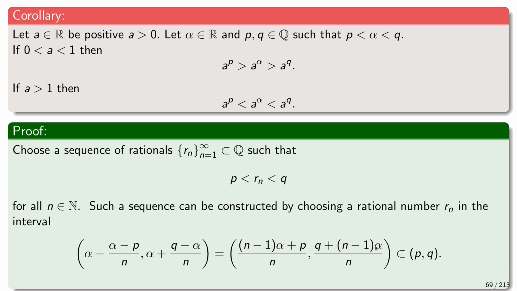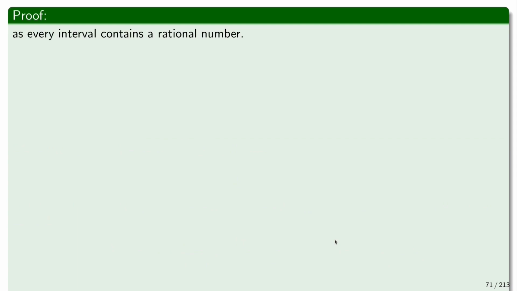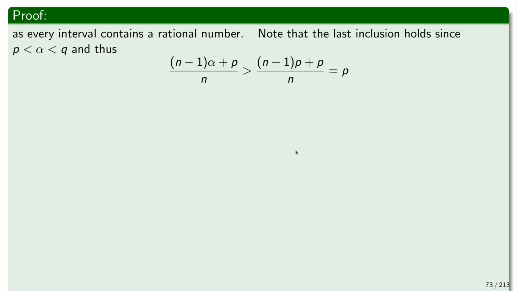And so the next step would be to know that since alpha is actually bigger than p, then, let's just see it. So since alpha is bigger than p, then this is going to be bigger than p, and since alpha is smaller than q, then what we have here is going to be smaller than q. Okay, so why is that?